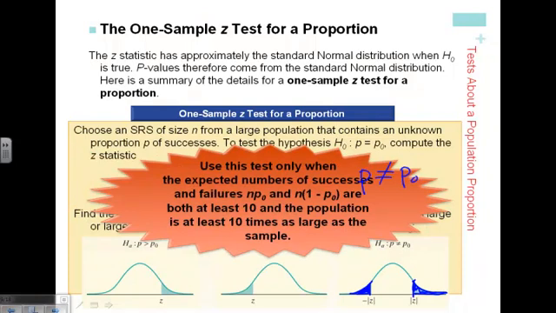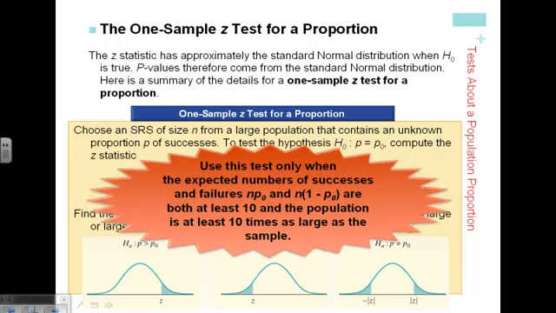So, just one more warning. When can we use these tests? Only when the conditions are met. And a big one of the conditions is we have to know that we expect at least 10 successes and 10 failures. Otherwise, we don't have a normal distribution. Then all of a sudden, the use of the z value makes no sense. So remember, we want to use the z table, so we need to meet this condition.